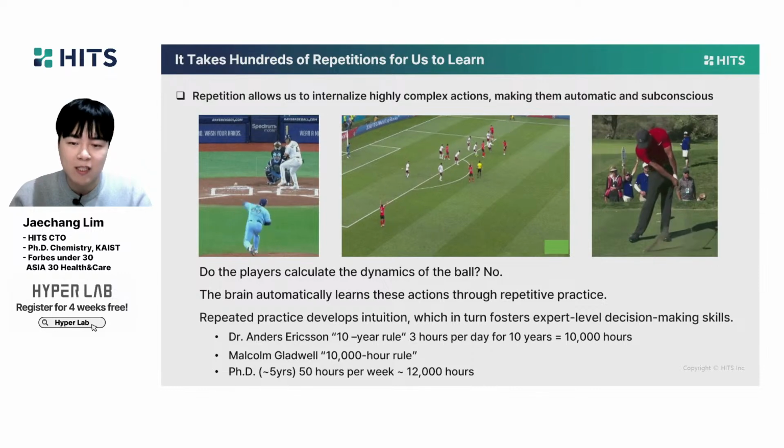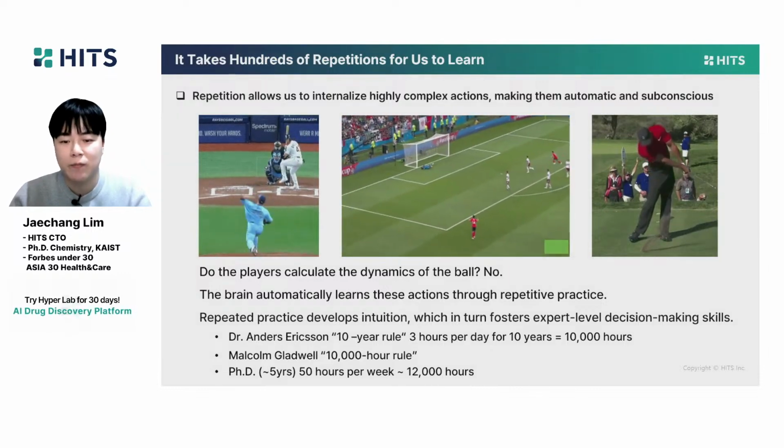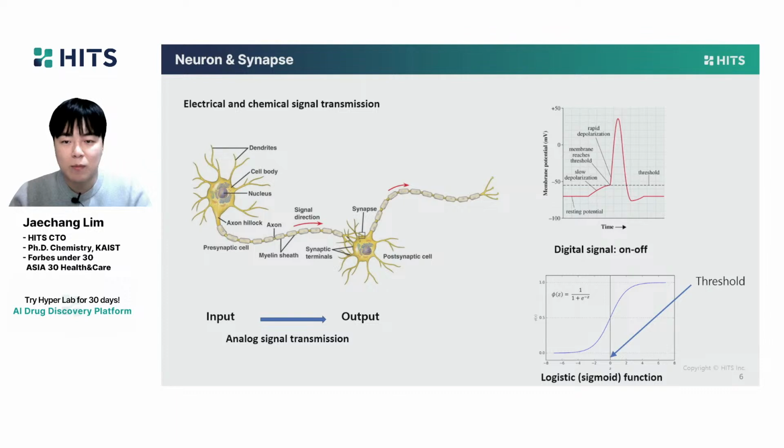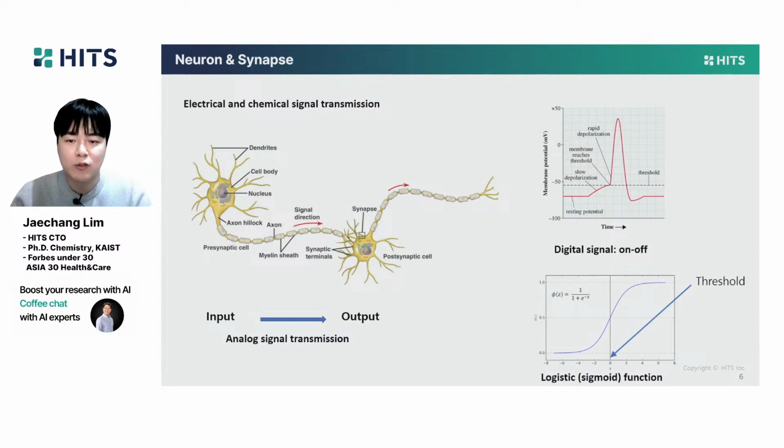Let's see what exactly happens in our brain. The most basic component of our brain is the neuron. This image shows the structure of a neuron, which I'm sure everyone here is familiar with. The neurons have dendrites that receive signals. When they are activated by chemical signals in the axon, they transmit electrical signals. And this process is repeated as the signal is passed to neighboring neurons through synapses.